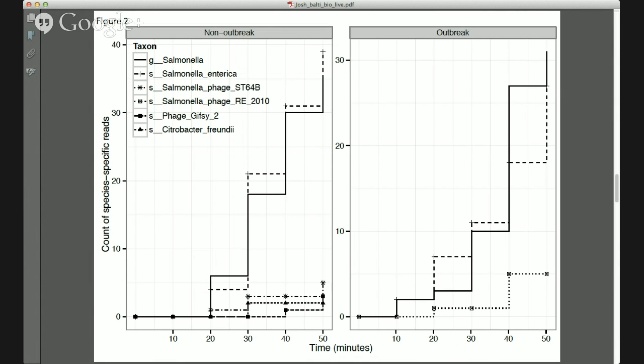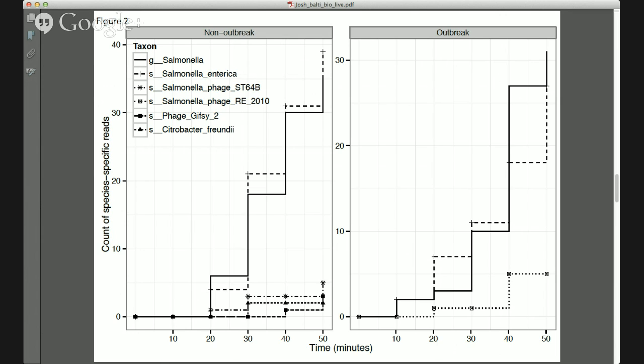And so what we've done here is we've taken those chunks of data and we've mapped them to the MetaPhlAn2 database of taxonomic defining genes, and you can see over time that in the non-outbreak strain we were able to detect that it was a Salmonella enterica within 20 minutes. In the outbreak one, you can see within 10 minutes that we've got a Salmonella enterica.